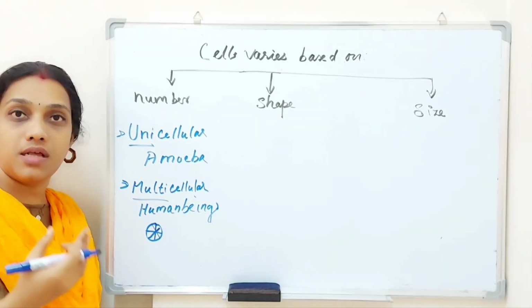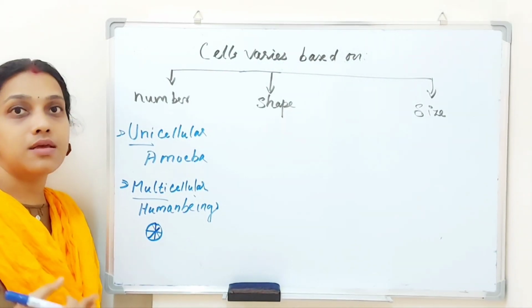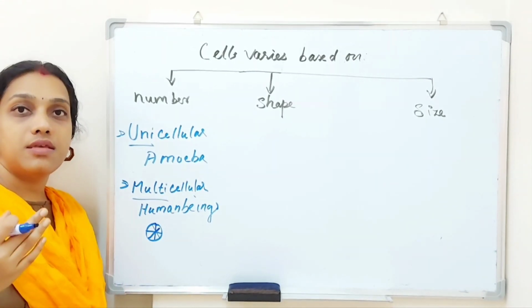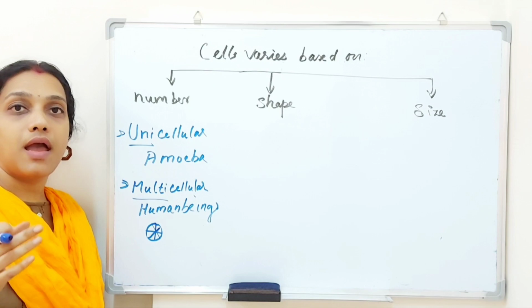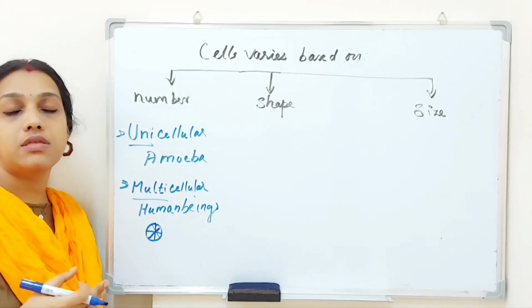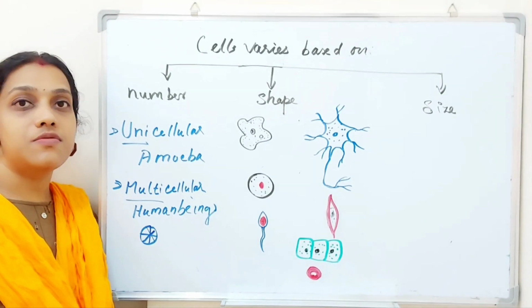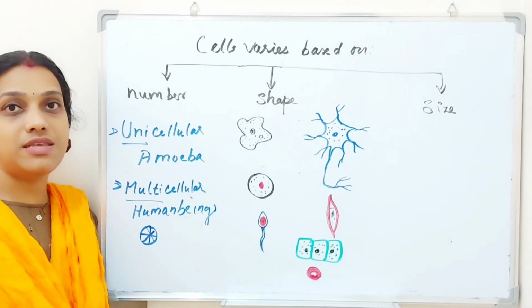Whereas in the case of multicellular organisms, the organism is a bit more complex. The activities also will be more complex. Here the cells will be clubbed or assembled together, and they will be carrying out diverse functions. Now we will see the types of cells based on their shapes. There are various shapes for cells, and we will see them.